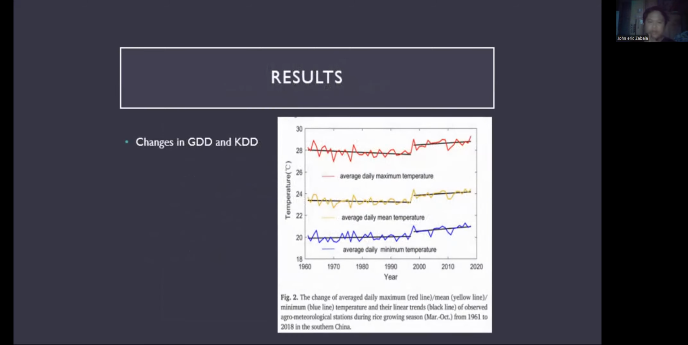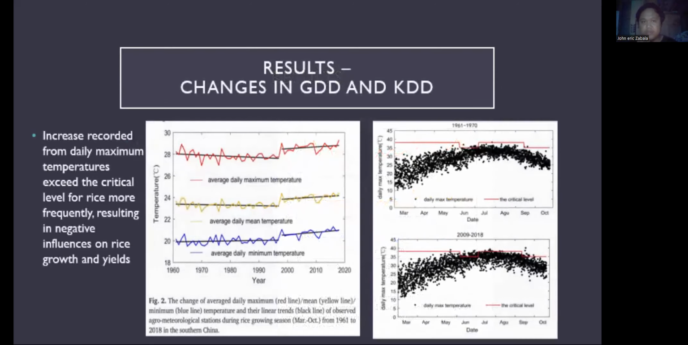So ito po yung table, average daily maximum po ng mga temperature. So makita po natin dito, habang mas napupunta tayo sa present, mas tumataas din talaga yung temperature, no? Even the minimum temperature na dating 20, umabot na po ng 22 degrees Celsius, no? So increase recorded from the daily maximum, and temperatures exceeded the critical level for rice.